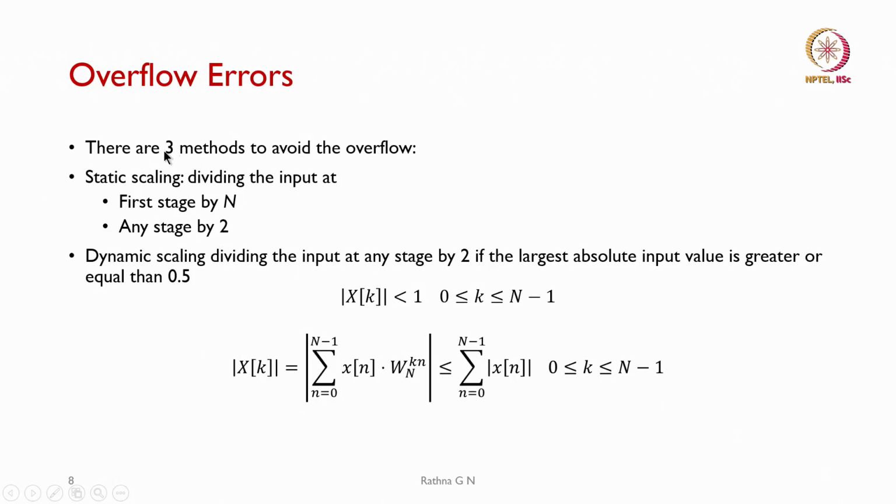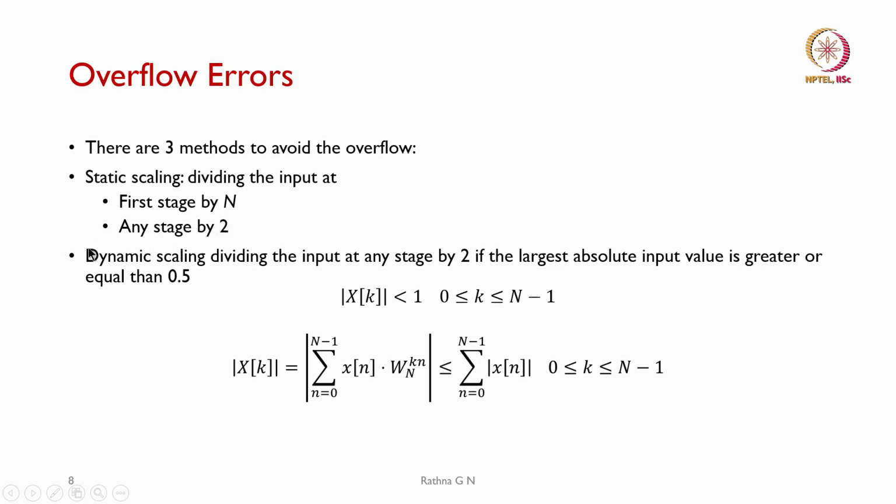There are three methods. One is static scaling, that is dividing the input at the first stage by n, the maximum, or at any stage by 2. That way we can incorporate the static scaling.